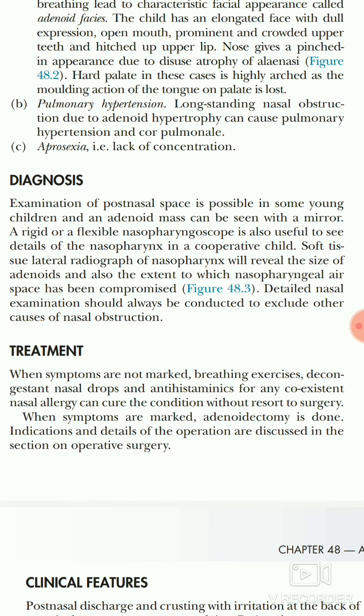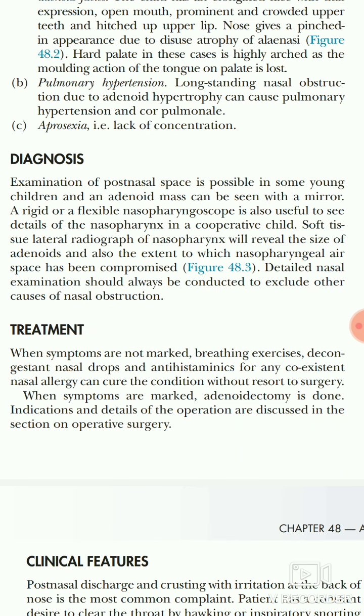Diagnosis. Examination of the postnasal space is possible in some young children, and an adenoid mass can be seen with a mirror. A rigid or a flexible nasopharyngoscope is also useful to see the details of the nasopharynx in a cooperative child. Soft tissue lateral radiograph of the nasopharynx will reveal the size of the adenoids and also the extent to which the nasopharyngeal airspace has been compromised.